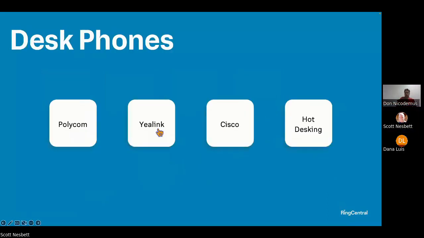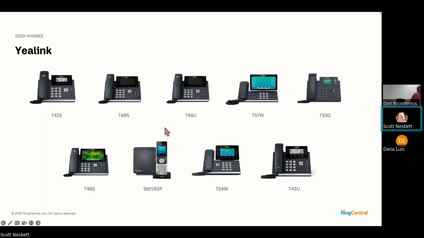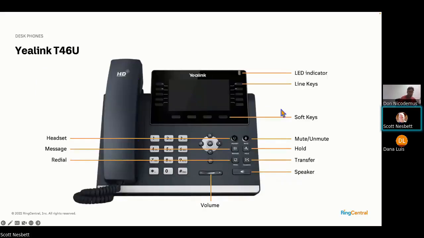So let's dive into that Yealink phone that you have, the T46U. Yep. So this is the T46U we have up on the screen. And again, if most people have ever used a business phone, there's not a whole lot to show you here other than this display at the very top of the screen, which is pretty unique to this phone. So it's got a little LED indicator for voicemail, and it's got 10 line keys.